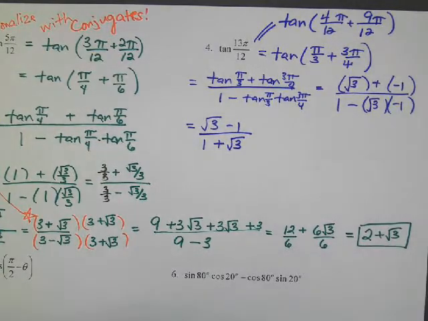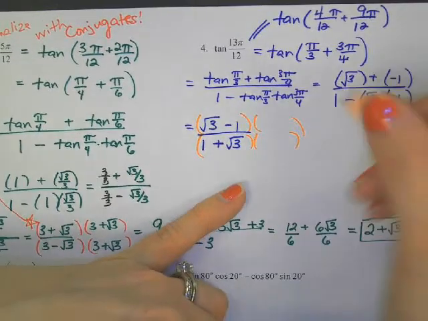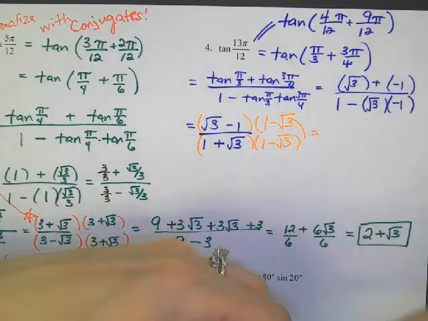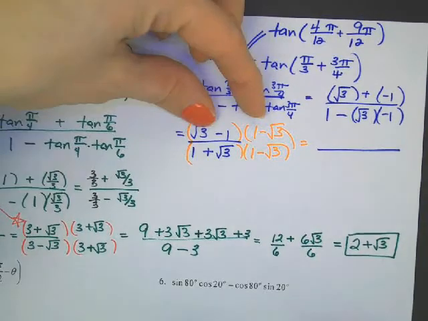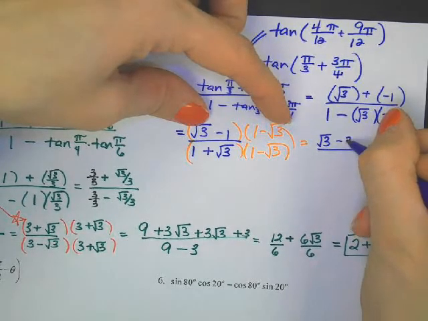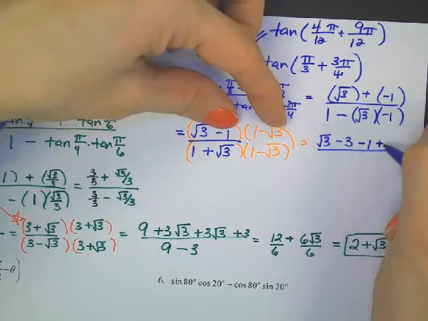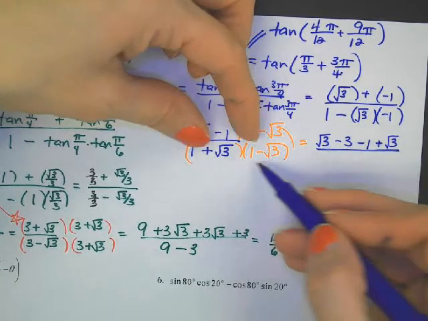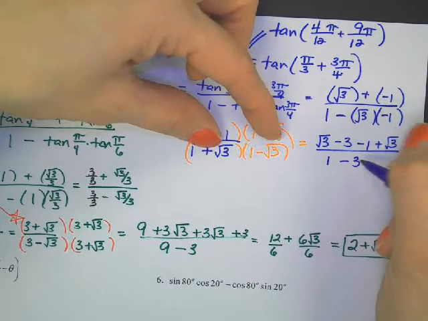But now it's time to go ahead and rationalize. So we're going to use the conjugate of the denominator. Let's multiply by 1 minus radical 3, top and bottom. In the numerator: firsts, radical 3; outers, minus a plain 3; inners, minus a plain 1; lasts, plus radical 3. The difference of squares is going to be nice. Here, the conjugates are going to make 1 minus 3.